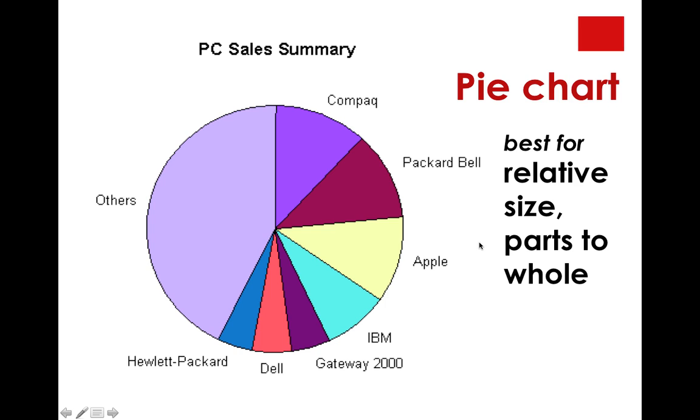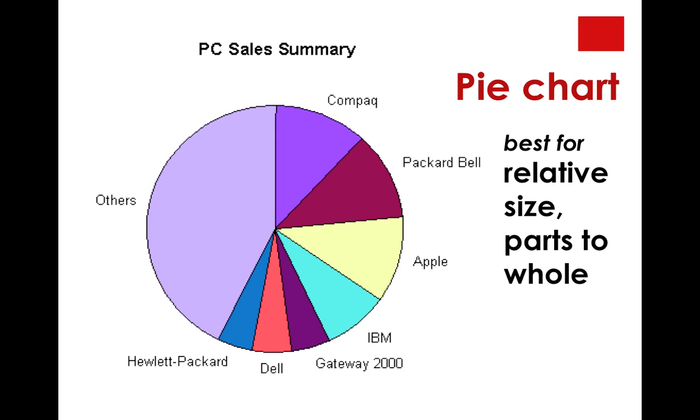In the summer of PC sales, who has the biggest share of the market? Well, others. After that, Compaq, Packard Bell, then Apple. You can tell this is a dated pie chart, but someone who's interested can tell at a glance that Dell had a smaller market share than Apple, IBM had a larger market share than Hewlett-Packard, and so forth.